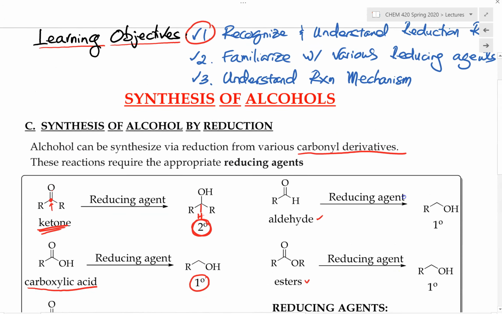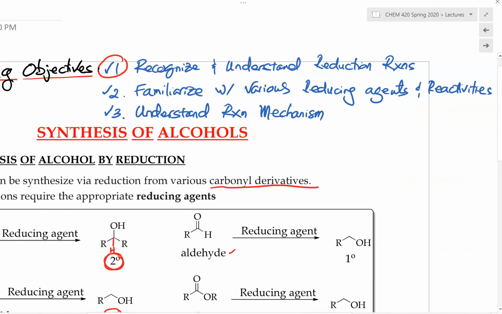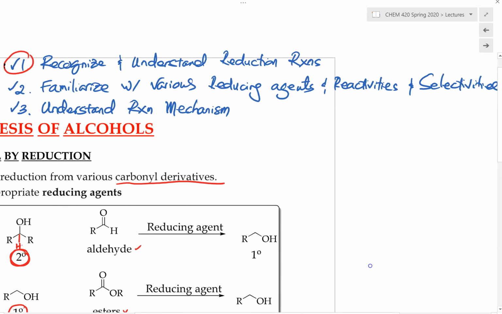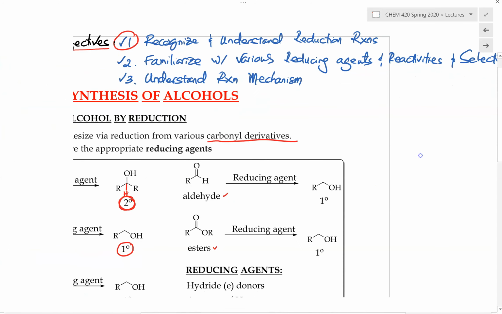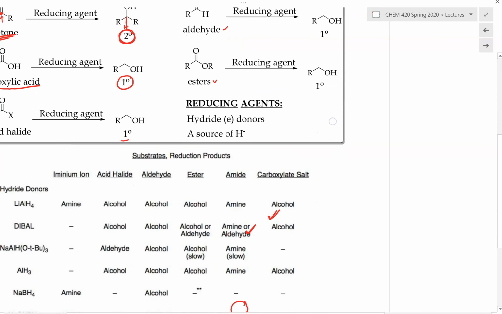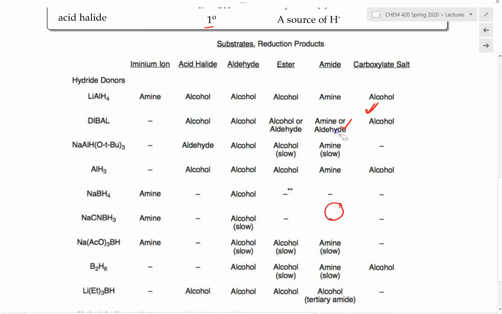And now let's go over the second objective. Recognize the various reducing reagents, their reactivity and their selectivity. So on the table down here, this is a list of the different reducing reagents that are out there. Now clearly this list does not cover every reducing agent, but this is the list of some of the most common ones, and how they are used for different purposes.